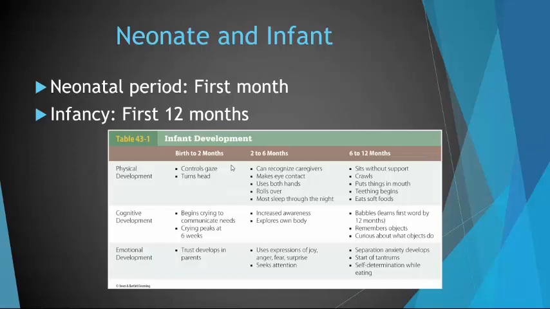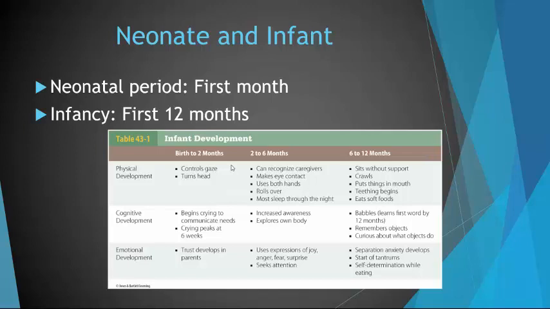And then 6 to 12 months, this is where they really start to become more mobile and more prone to injury. They're able to sit without support. They start crawling. They put everything in their mouth. Start seeing teething, which will lead to irritability. Soft foods are starting to be introduced into their diet, and you start hearing babbling, and they start learning their first words by 12 months.